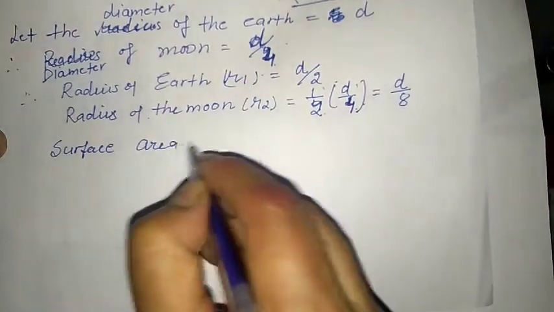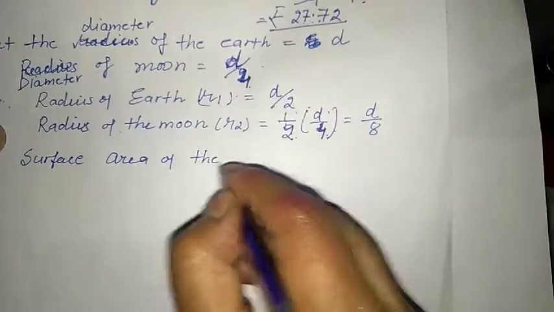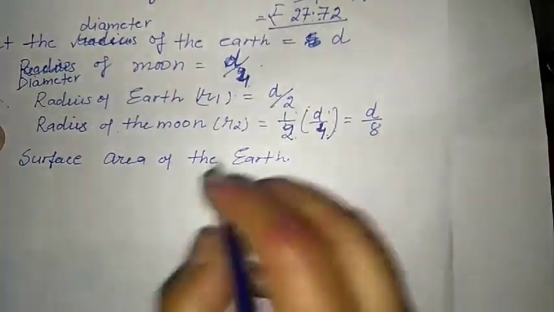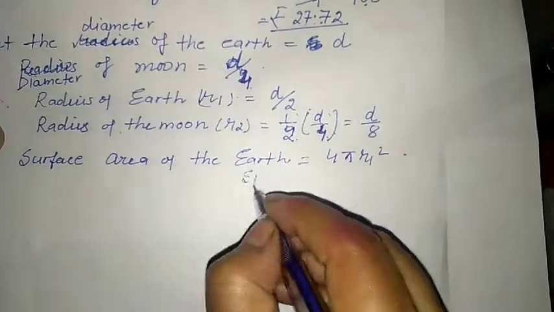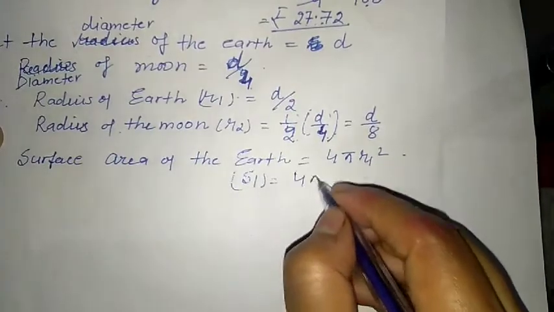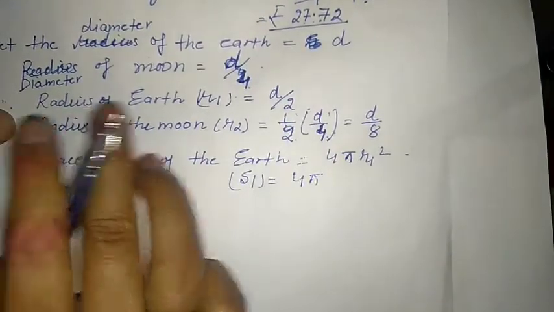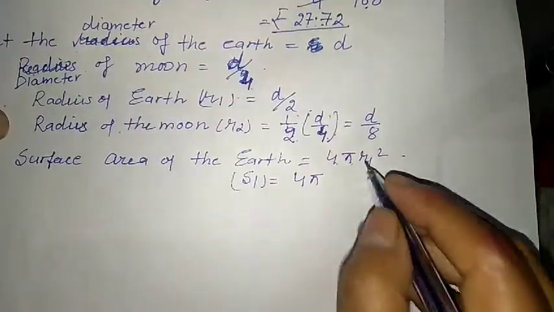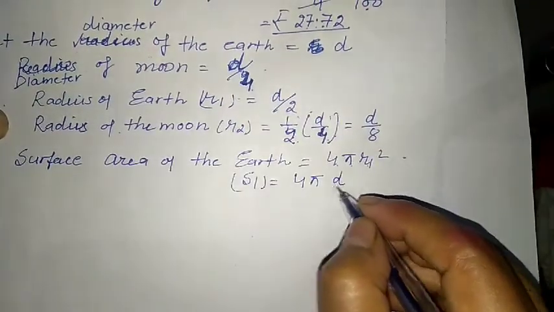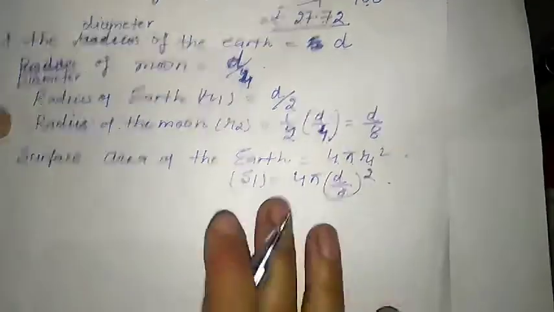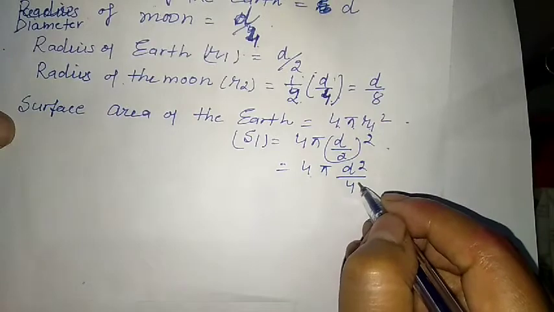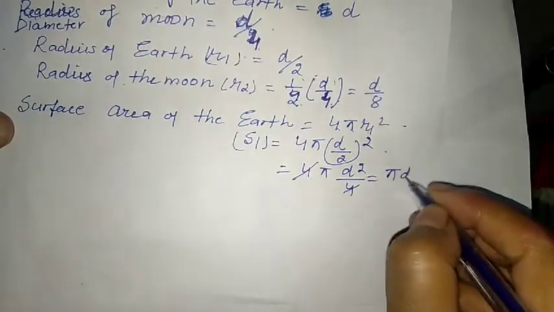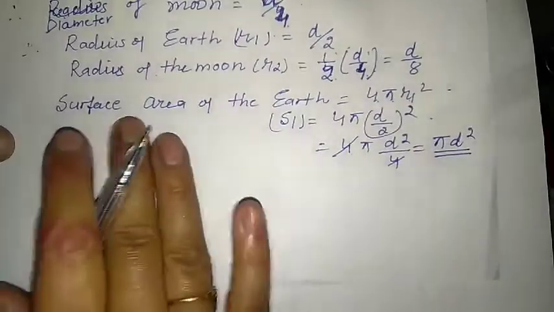Surface area of the earth, suppose that is S1. The formula will be 4 pi r1 square. Radius of the earth we have written here in terms of diameter, so r1 is equal to d/2, whole square. If we solve it, 4 pi d square by 4, so this 4 can be cut and we are having pi d square. This is the surface area of the earth.